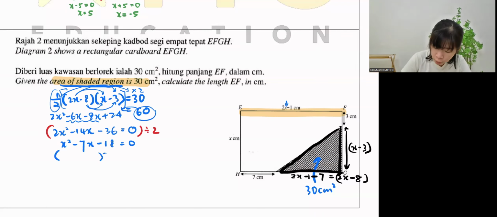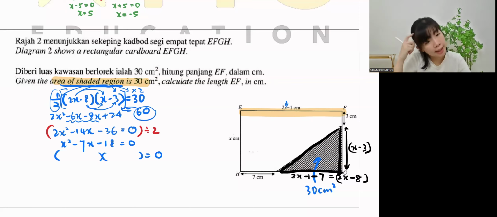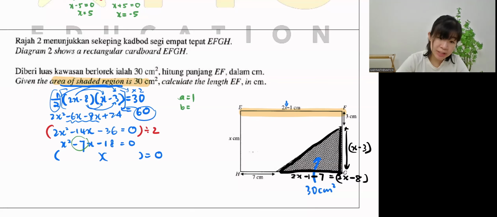Okay, then now open 2 brackets equals 0. Okay, guys, key in the ABC in your calculator and what do you get at the end? Okay, the A here is 1. B is the number in front of x, which is negative 7. C is negative 18. Okay, what do you get? Okay, do you get x equals to 9, x equals to negative 2.